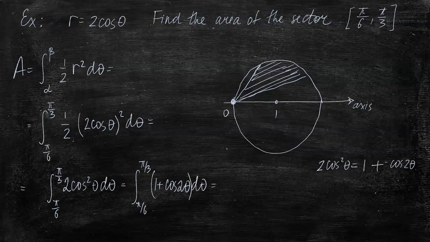And the antiderivative is theta plus 1/2 sine 2 theta, and we plug in pi over 6 and pi over 3.